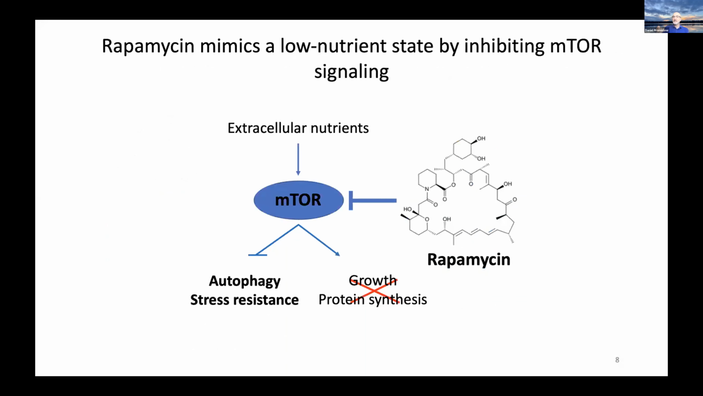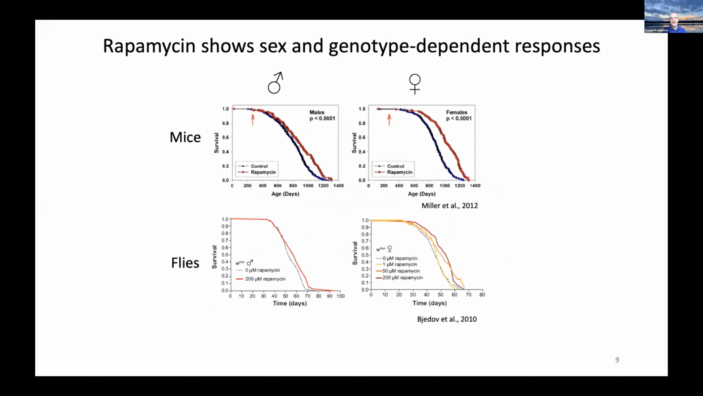And what's exciting for us, and that you've already heard about for our field, is that you can downregulate mTOR not just by absence of extracellular nutrients, but also pharmacologically, and here in our case with rapamycin. And so rapamycin downregulates mTOR, and you get this increase in autophagy and stress resistance, among other things.